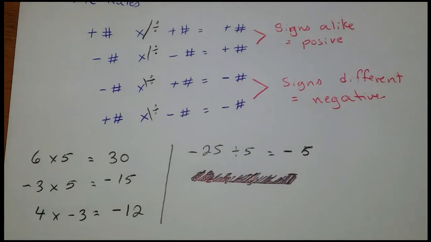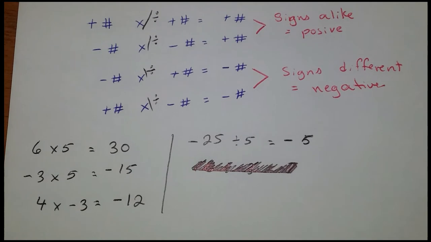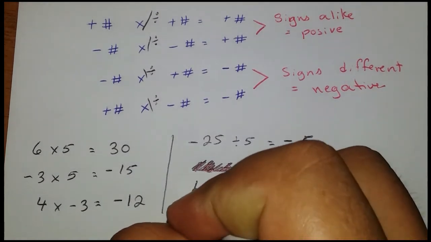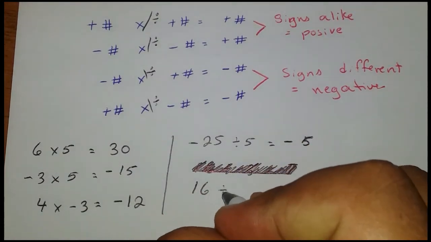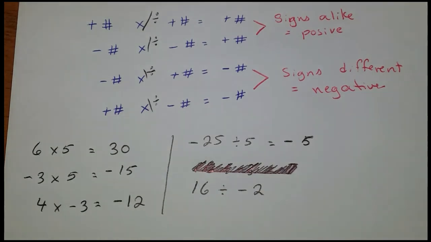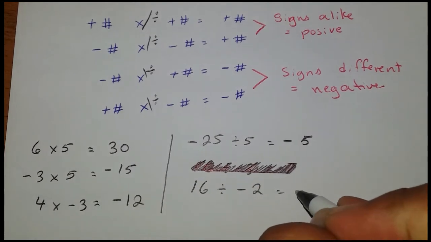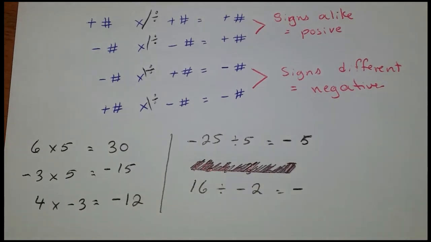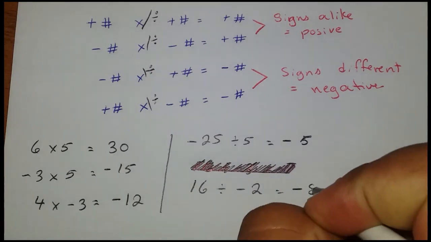Alright, let's take a look at the other one. Here we're going to have 16 divided by a negative 2. 16 divided by a negative 2, we can see that we have a positive number and a negative number. So a positive number divided by a negative number, my answer is going to be negative. And then 16 divided by 2, that is going to be 8.